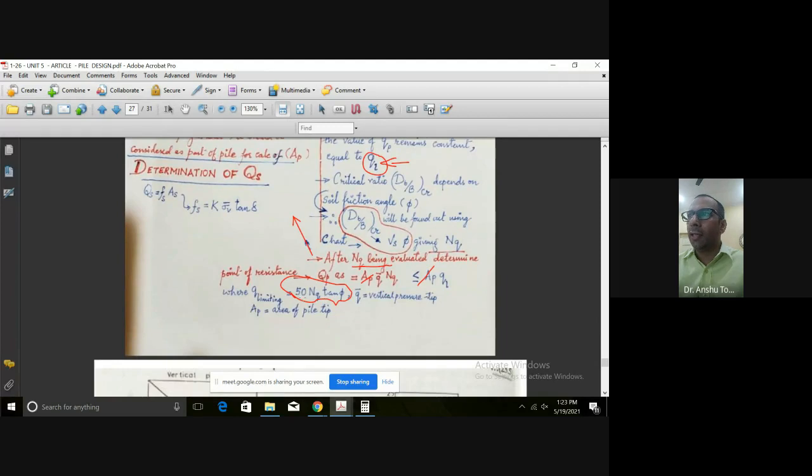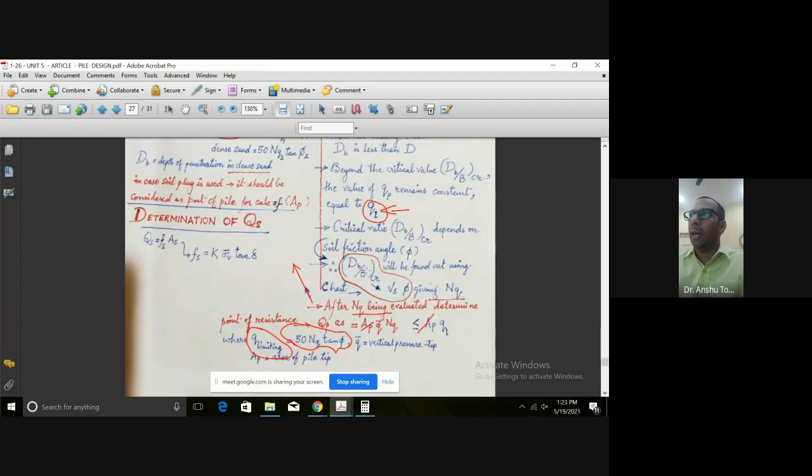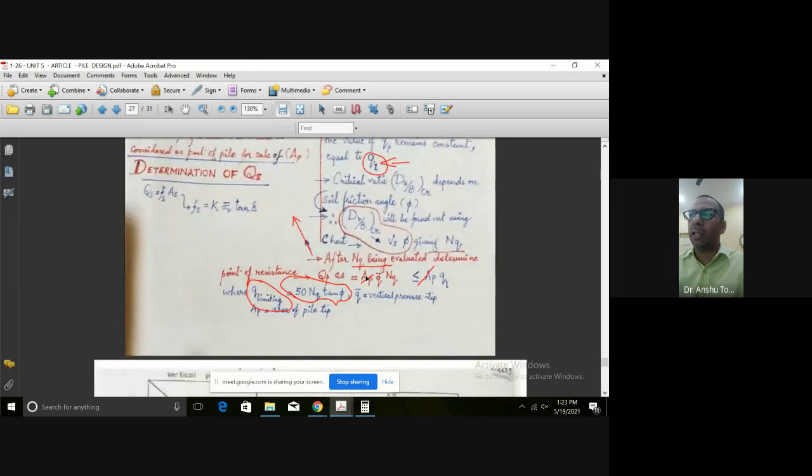Now using this you can find out the Q limiting which should be used. If अगर इससे कम वैल्यू आपकी यहाँ पर आ रही है Q की वैल्यू, then that is going to be used.